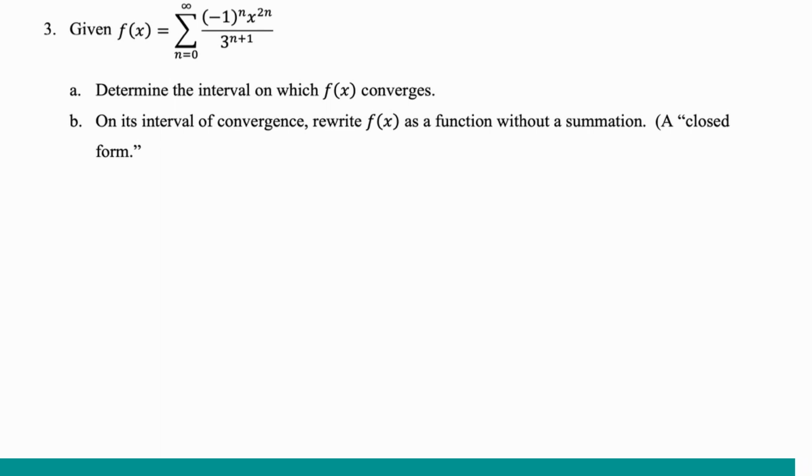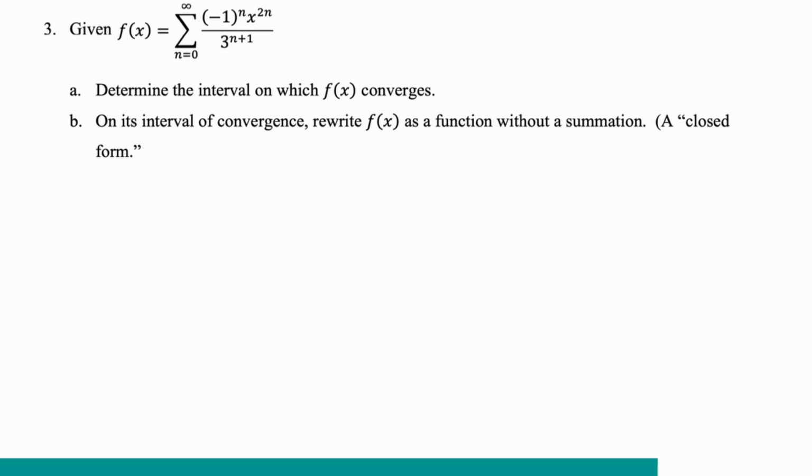Given f of x is the sum from 0 to infinity, negative 1 to the n, x to the 2n over 3 to the n plus 1. We want to determine the interval on which f converges and then what it converges to on that interval, basically, for part B. I'm going to rewrite this. I pretty much always do this.